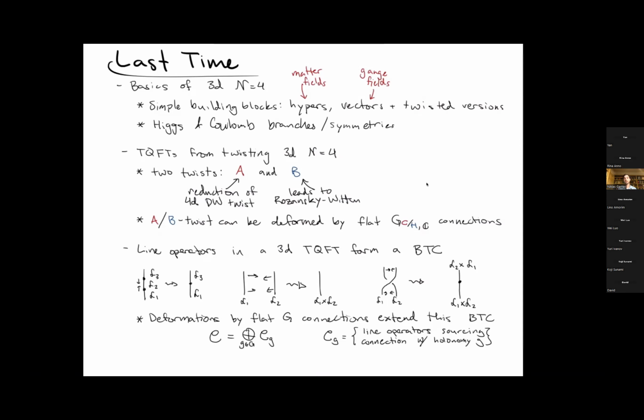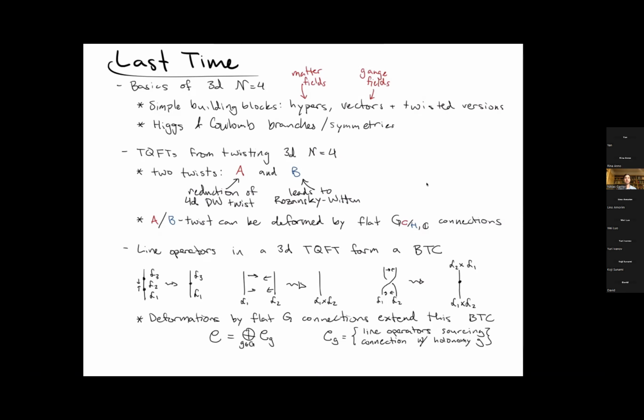And in connecting to things like quantum groups and vertex operator algebras, the central objects of interest are the extended operators known as line operators. And in a 3D topological quantum field theory, these line-like defects form a braided tensor category. I've drawn here the monoidal structure and braiding, at least pictorially. Last time it was mentioned that this monoidal structure comes from fusing line operators. So you take two parallel lines and you collide them with one another. And similarly, the braiding is realized by braiding two line operators around one another.